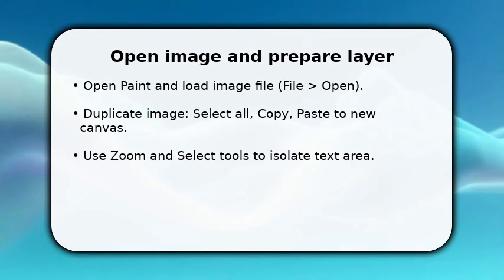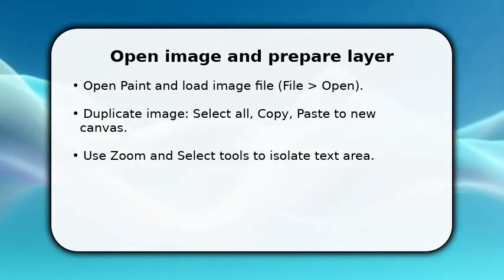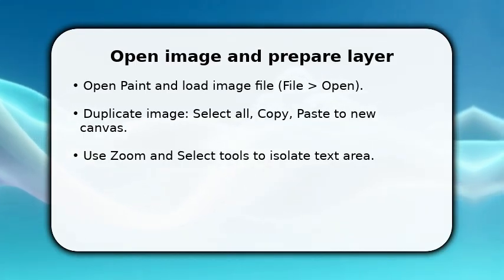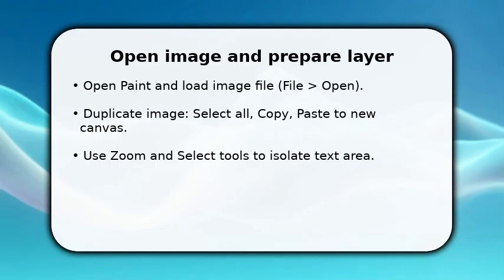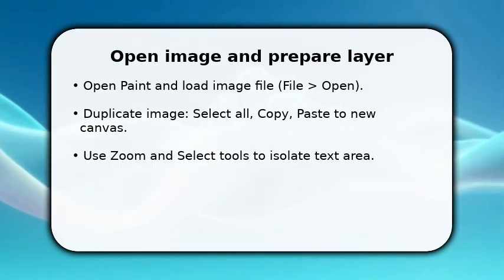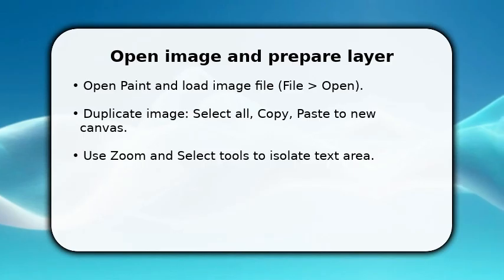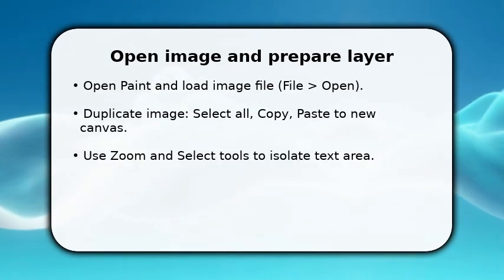You start by opening Paint and loading the image you want to edit. Once loaded, duplicate the canvas by selecting all, copying and pasting to a new file so you preserve the original. Next, zoom into the text area and use the rectangular select tool to isolate the words you'll change. This gives you precise control and avoids accidental edits.